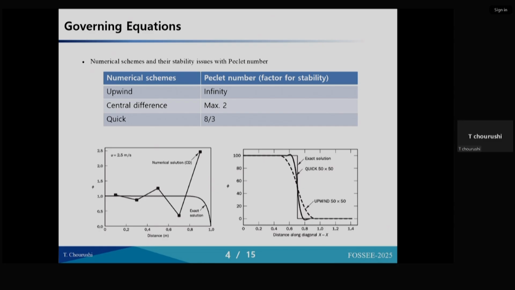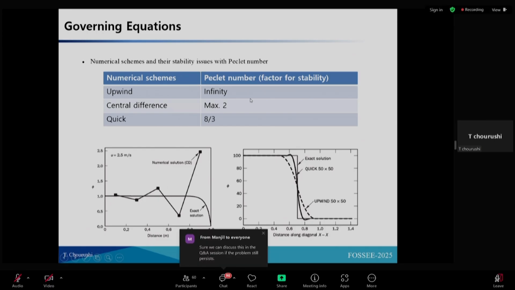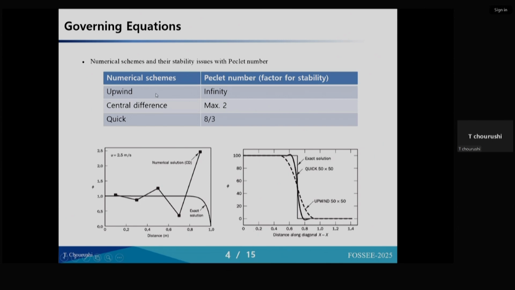But now, if I compare all these existing schemes, what can you see in the result at the bottom? We have the solution oscillating. If you are trying to calculate for a Peclet number higher than a certain value, for example Peclet number infinity, the only scheme which will survive is the lowest order upwind scheme. The rest, the central difference and QUICK schemes, are going to fail. Central difference will fail if your Peclet number is more than 2, and QUICK scheme will fail if your Peclet number is more than 8 by 3.